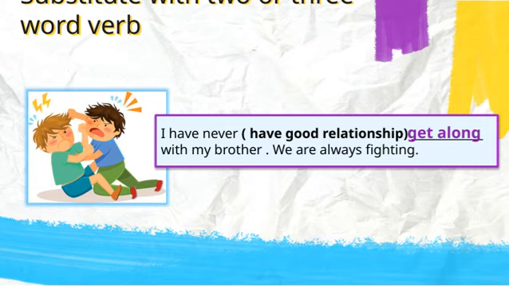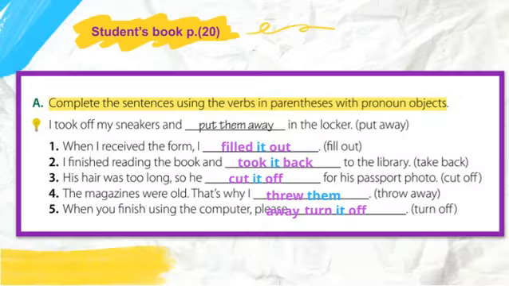It's important to remember that relationships can be complicated, but with effort, they can also improve. So even if we're struggling now, understanding these expressions helps us talk about our relationships more clearly and find ways to strengthen them over time. Let's take a look at some common phrasal verbs that you might find in your student's book on page 20.